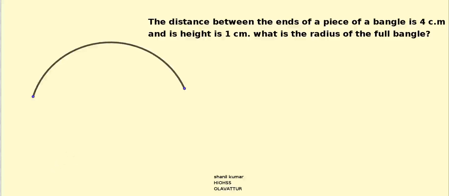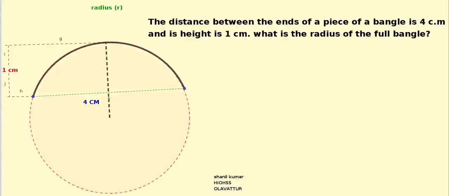The distance between the ends of the piece of bangle is 4 centimeter and its height is 1 centimeter. We want to find the radius of the full bangle. So for that, we have to draw a circle to complete the full bangle.